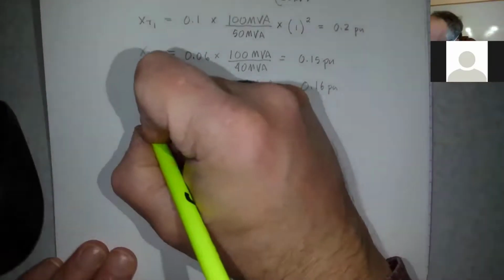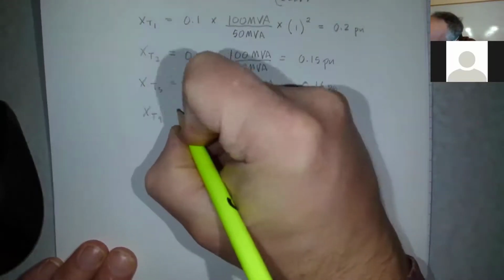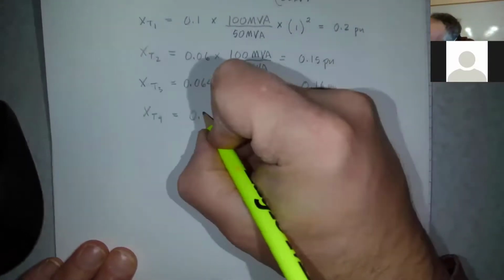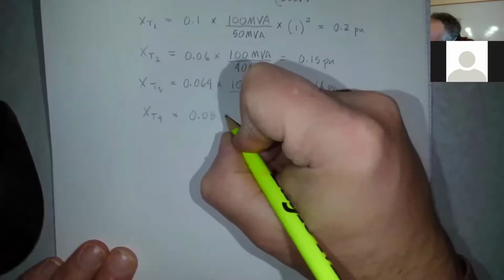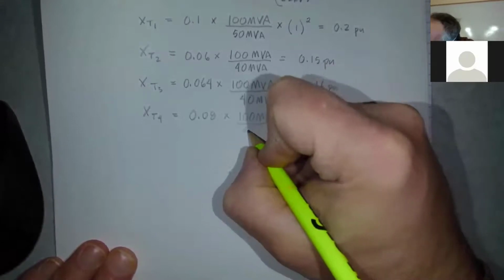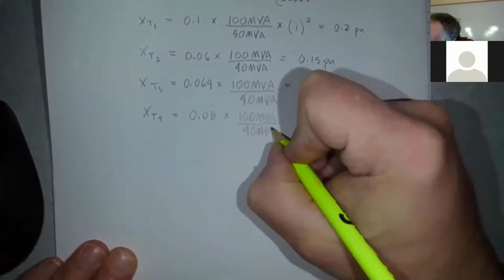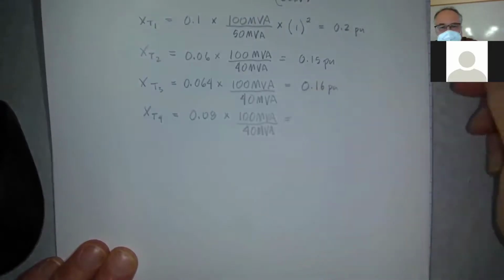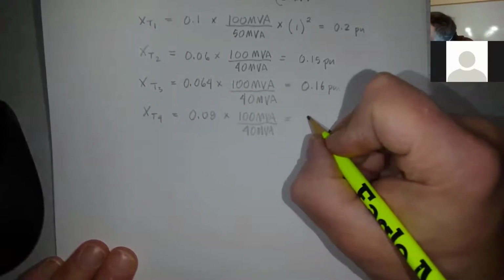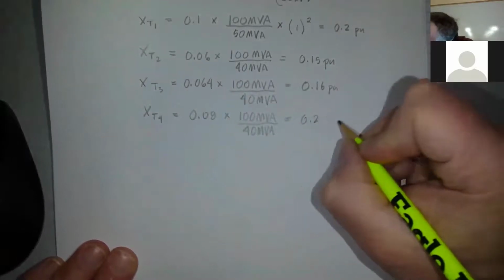Oh, we've got one more transformer to go. X transformer 4. 0.08. Again, 100 MVA base is where we're going to. The nameplate is based on the rating of the transformer, which is 40 MVA. So what do we get for that guy? 0.2. Oh, sorry. Yawning.